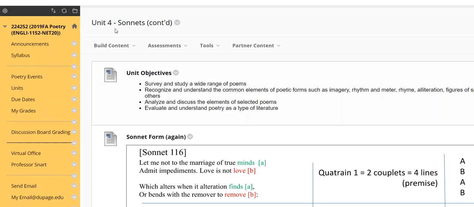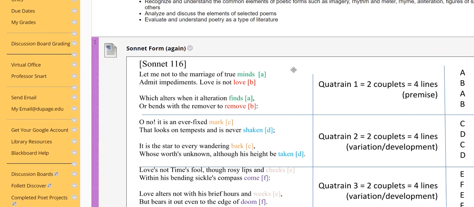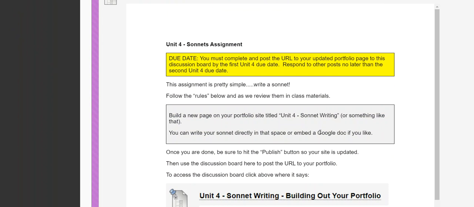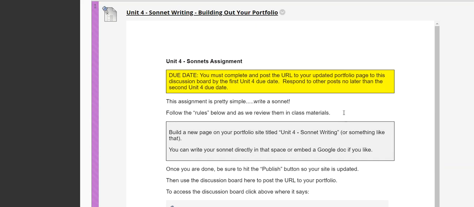All right, so like I said, Unit 4 is actually fairly straightforward, but it could be fairly time consuming because you want to write a draft of your poem, kind of check it against the rules, make some changes, maybe even have someone else look at it if you want to do that. Again, it's really the application of the rules that I'm looking for in this particular assignment.